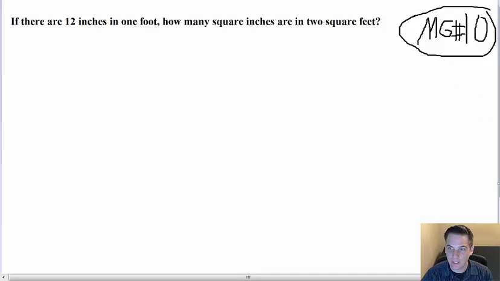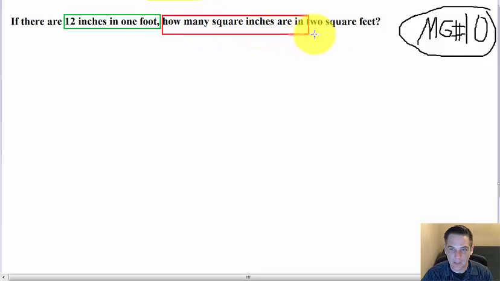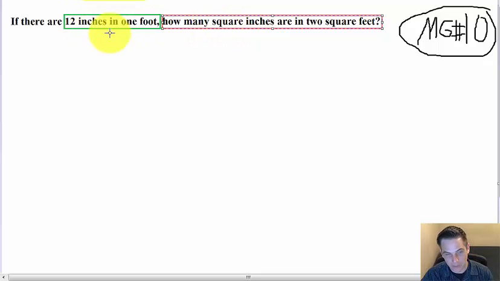I'm going to go ahead and use a box to highlight some important information. So if there are 12 inches in 1 foot, that's kind of like our key there. How many square inches are there in 2 square feet? And that's kind of the question right there. How many square inches are in 2 square feet? So this right here is our key. This will help us figure out how to convert the information.